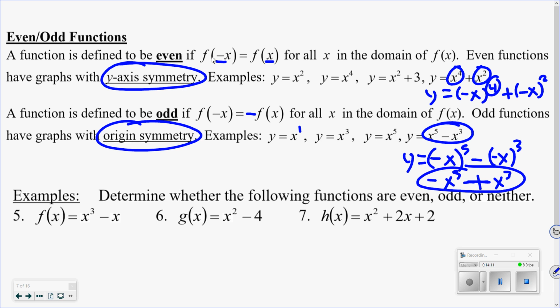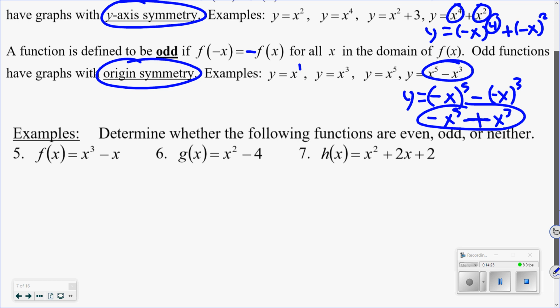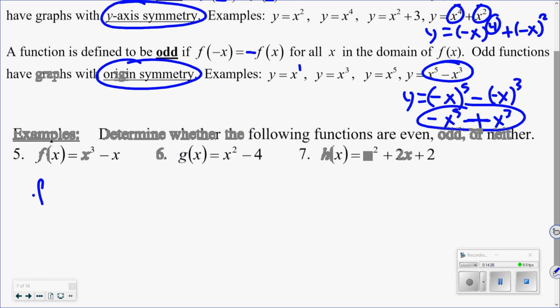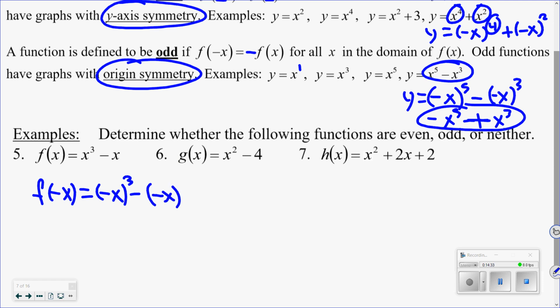Now, just to be clear, it's possible that a function is neither. Sometimes it's even, sometimes it's odd, but it could be none of the above. So let's go through and do these. We're going to check and see if they're even or odd. So just think about what happens. We're going to plug in a -x and see what I get back out. So if I do f of -x, I end up with a -x to the 3rd power. That'd just be a -x to the 3rd. Minus a -x would be a plus x. So if I look at that, that is the opposite of that. That means it's symmetric about the origin, so it means it's an odd function.